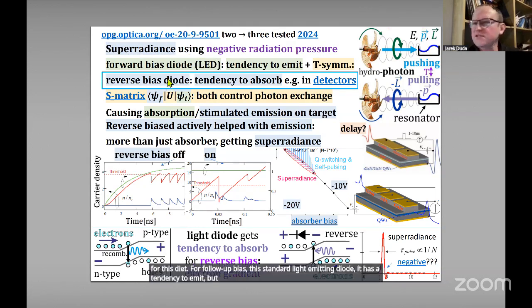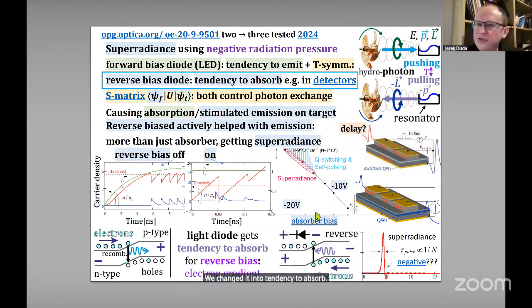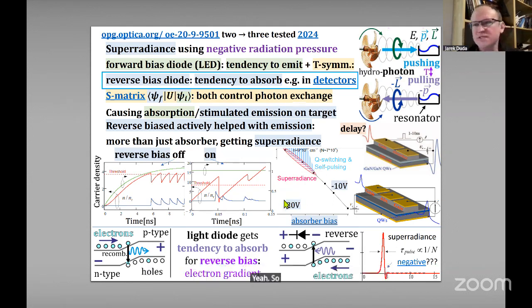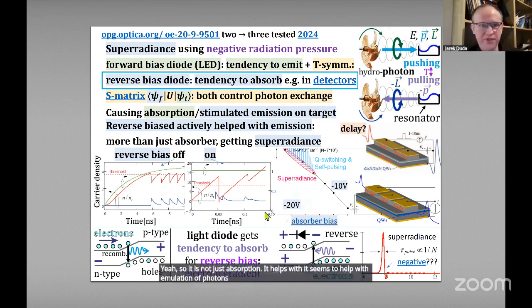But for reverse bias, this is literally a time symmetric version. Yes, we reverse the electron flow through our chip. So now instead of a tendency to emit, we change it into a tendency to absorb. And it turns out this is not just a passive absorber, but it actively helps with emission from the second one. To get superradiance, they require this negative bias. So it is not just an absorber. It seems to help with emission of photons from the other parts.